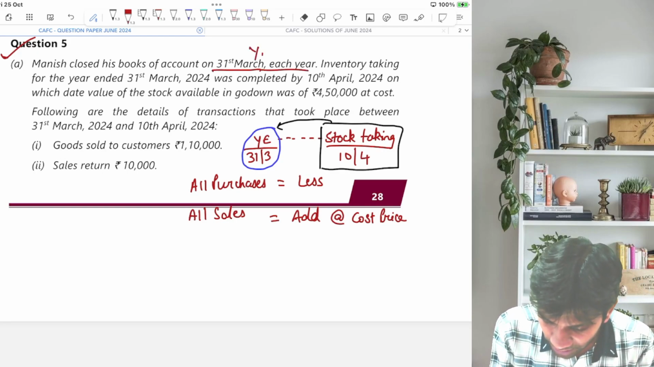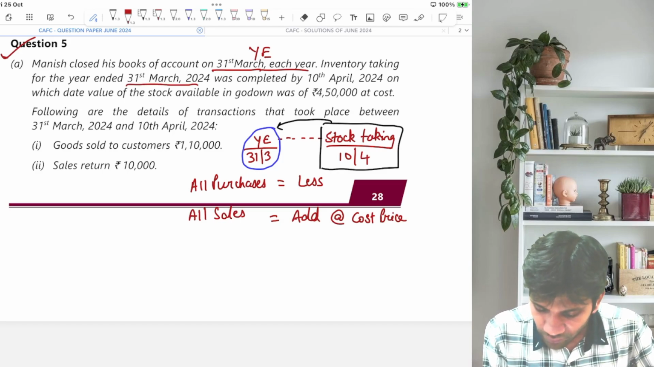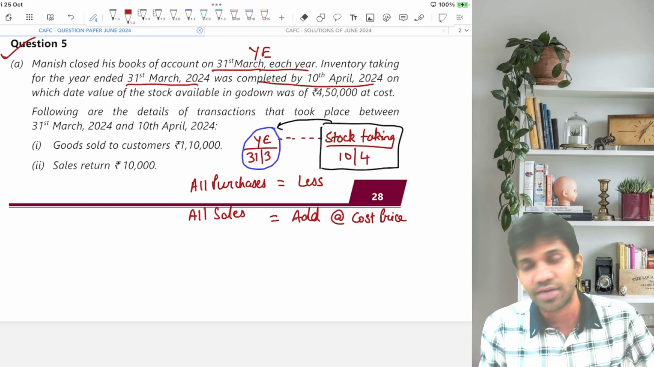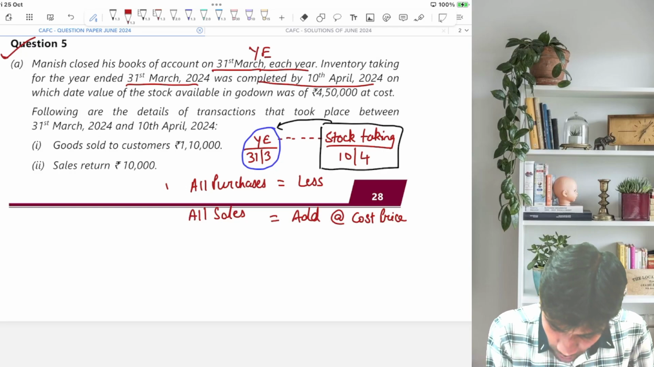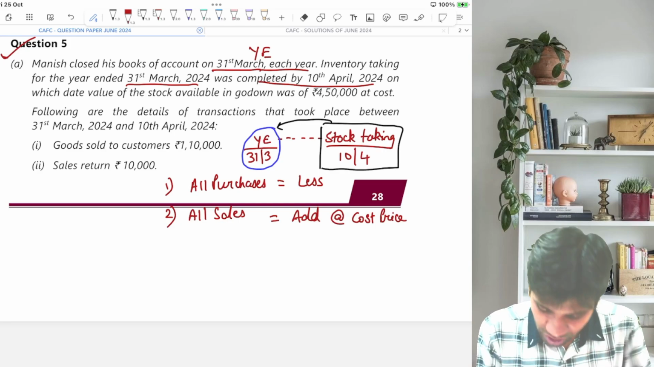So this is the year ending. Inventory taking for the year ended 31st March 2024 was completed by 10th April. So tell me guys, this is after the year ending stock taking has been done. So you remember only two things. All purchases should be deducted and all sales should be added at cost price.